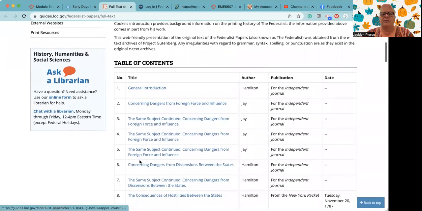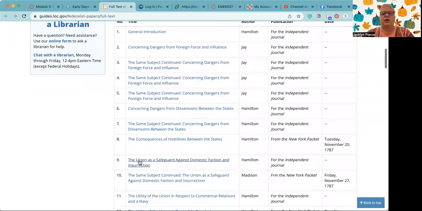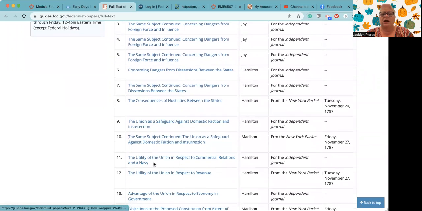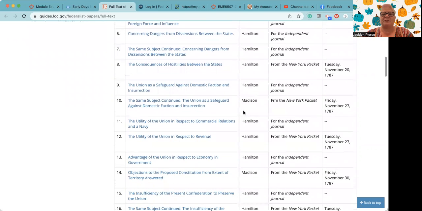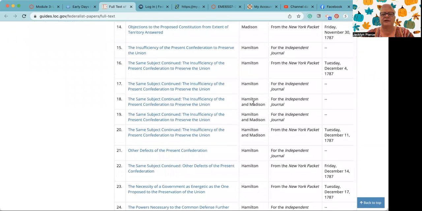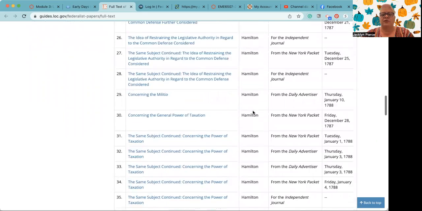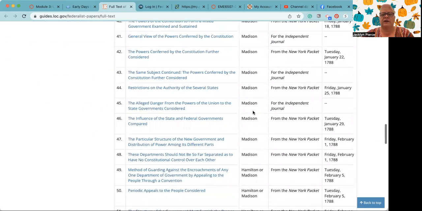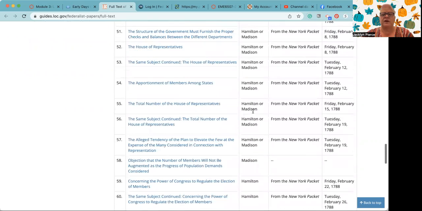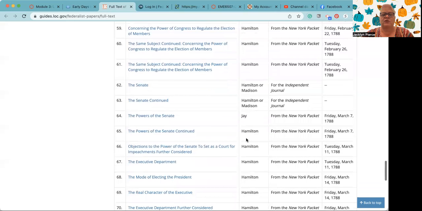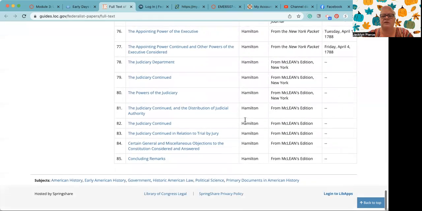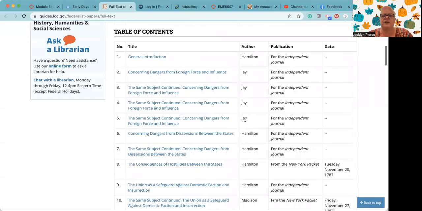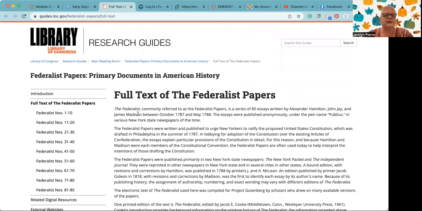I would also maybe look at who is writing what. We're all familiar now because of the musical with Alexander Hamilton. James Madison, of course, is an important figure in this. Some of these are written by both of them. So you can take a look there and get a sense of those 2 major figures. And of course, we have some from Jay as well. But mostly the Federalist Papers were dealing with Alexander Hamilton and James Madison. So take a look at those.